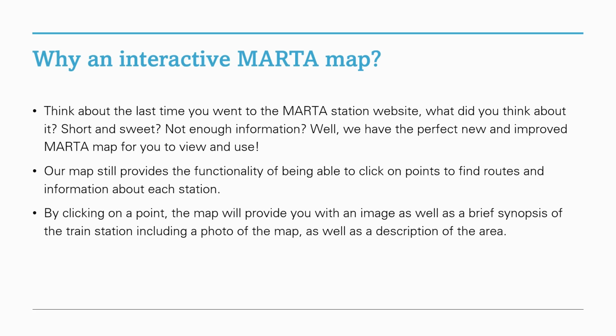Our map still provides the functionality of being able to click on points to find routes and information about each station. By clicking on a point, the map will provide you with an image as well as a brief synopsis of the train station, including a photo of the map as well as a description of the area.